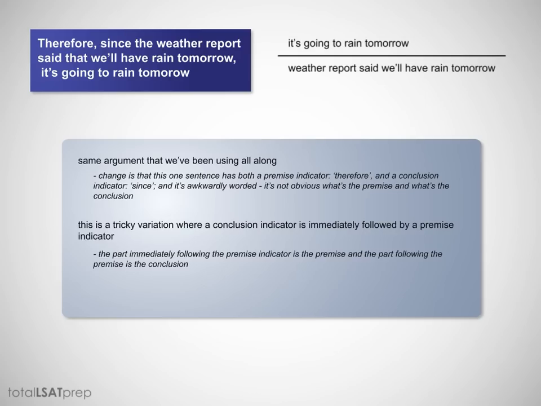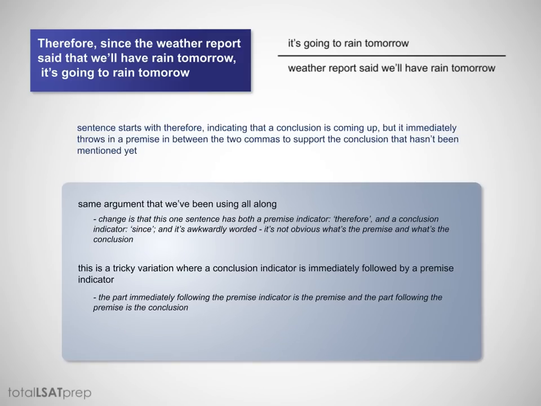Now when we diagram it, we have here, same as before, weather report said we'll have rain tomorrow, it's going to rain tomorrow. The sentence starts with therefore, indicating that a conclusion is coming up, but it immediately throws in a premise in between the two commas to support the conclusion that hasn't been mentioned yet. And like I said, this is something that's going to come up enough on the test that you should pay attention to it.